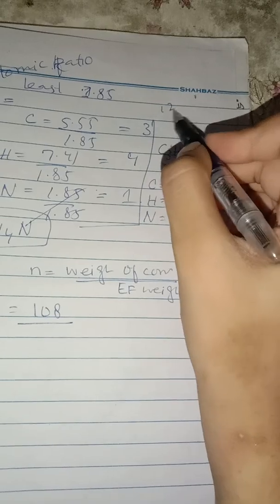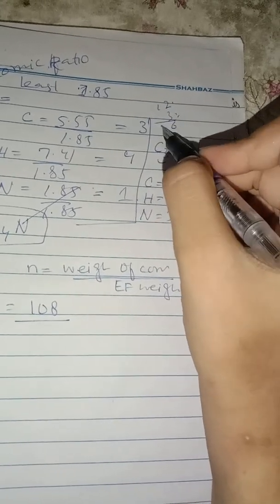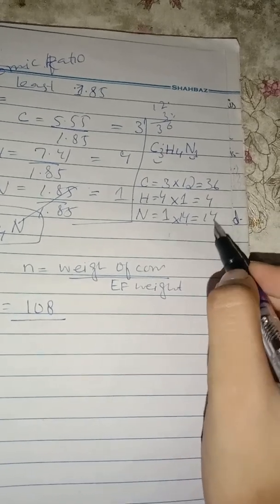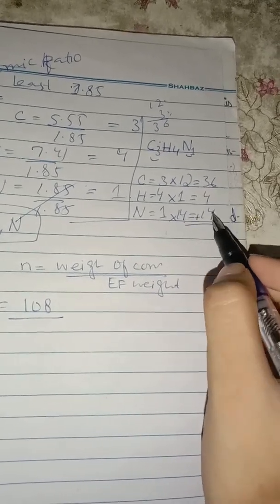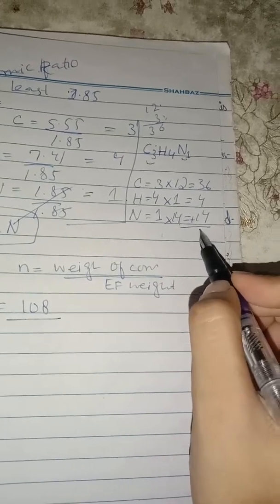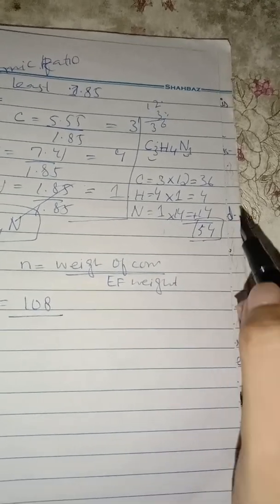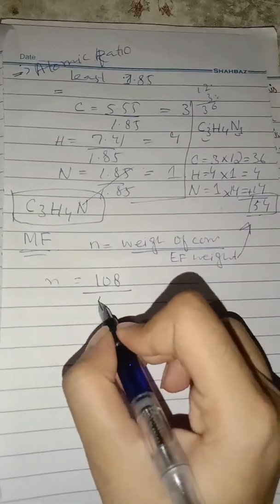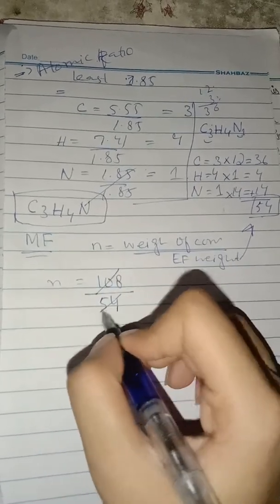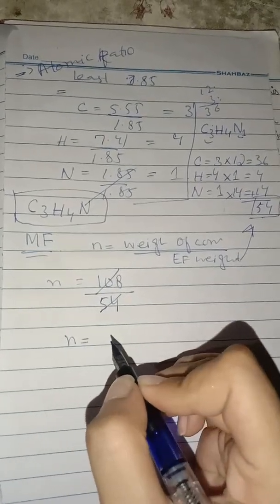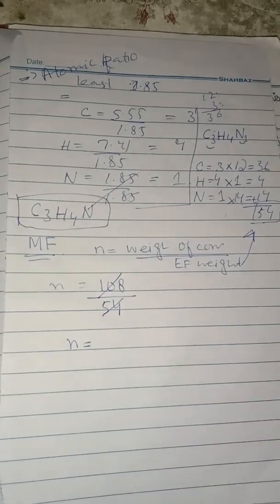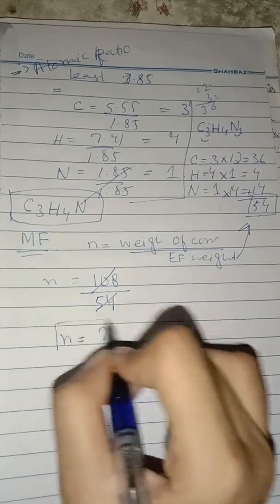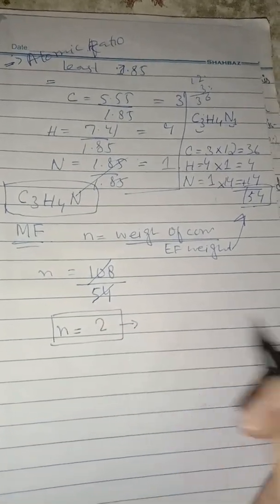So 12 3s are 36, 4 1s are 4, and 14 1s are 14. We will add all of these values. The answer that we got is 54. So 54 is the empirical formula's weight. When we divide these two values, 108 by 54, the answer that we got is 2. 2 is the number of moles.